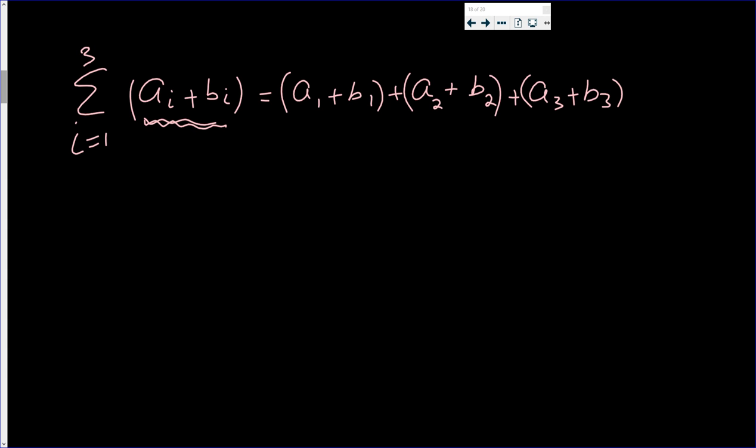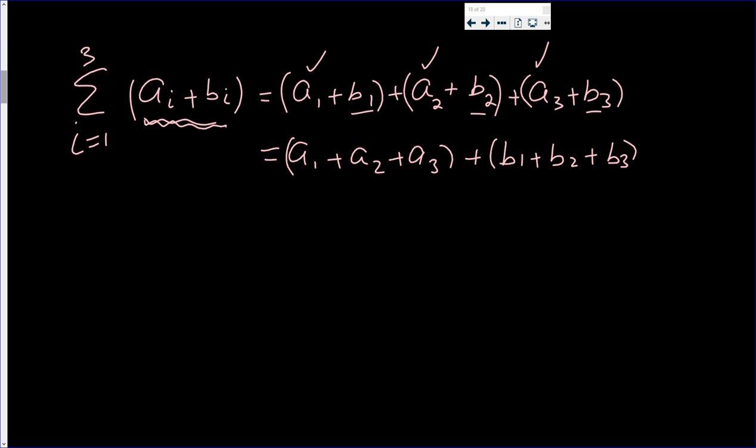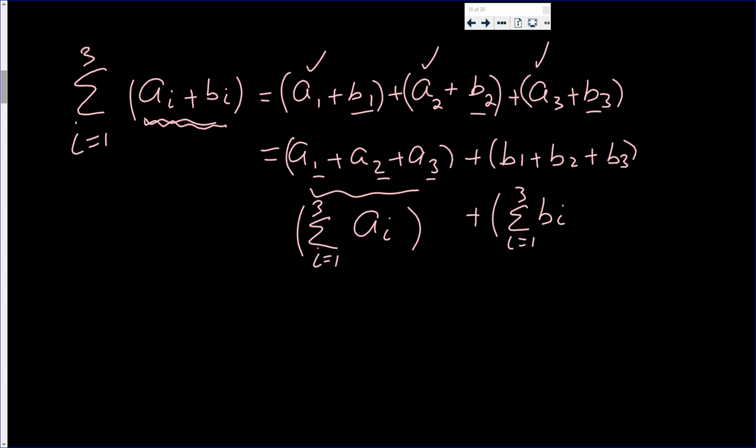Now, the order that you add numbers in, that's up to you. Well, I like to add a sub 1 plus a sub 2 plus a sub 3 first. And then whatever that turns out to be, I want to add b sub 1 plus b sub 2 plus b sub 3 to that. But you know what? This here is nothing more than the summation of a sub i, where i goes from 1 to 3. And what's over here is nothing more than the summation of b sub i as i goes from 1 to 3. What I've shown here is that you can have the distributive law.